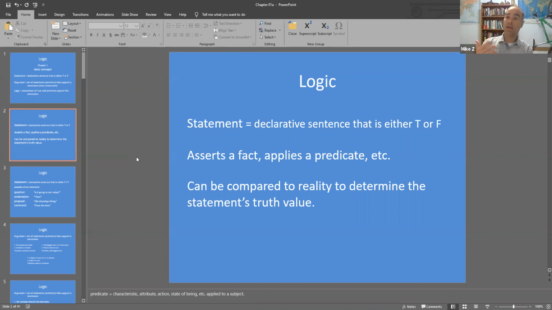Then we can compare that statement to reality to determine whether it's true or false, that is, to determine its truth value. In this case, the truth value is true because Mike is in fact talking right now.